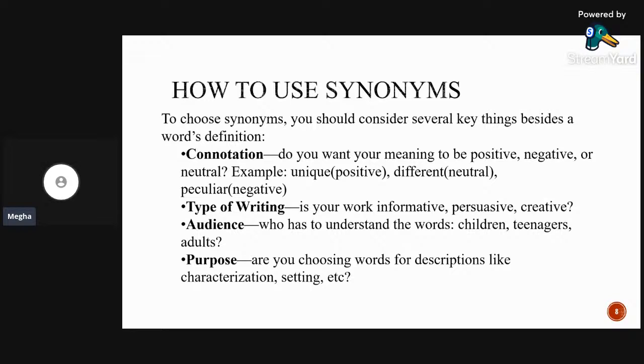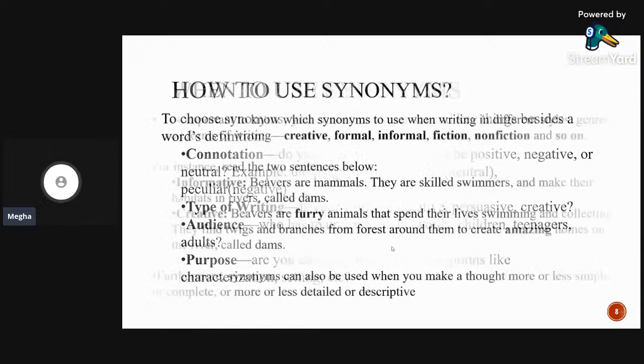So purpose: are you choosing words for description, like characterization, setting, etc.? What is the purpose behind your conversation or your statements? For you to understand that, it is important. Whether you are explaining, whether you're just letting the other person know what you feel, or just giving out a statement, it completely depends on the purpose of the person who is willing to converse. So that is how you use synonyms.